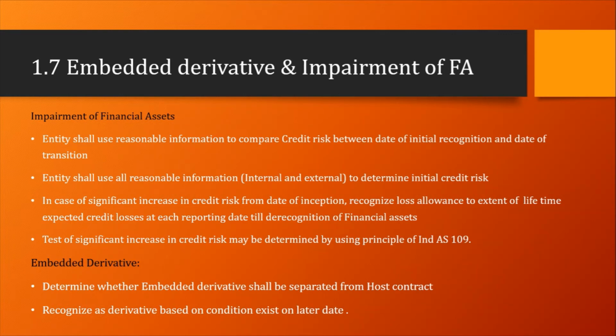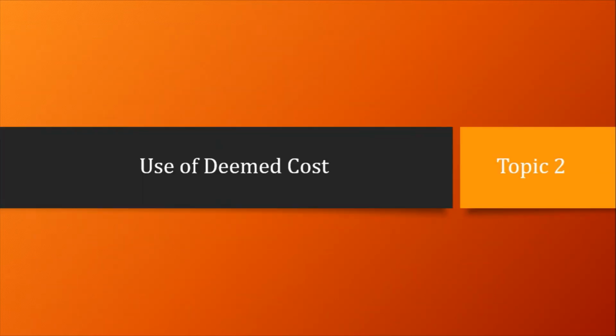Okay, these things we have to keep in mind. So we already cleared the first point: determine the embedded derivative, separate it from the host contract, then recognize it as a derivative based on the conditions existing at the later date. So what are those conditions? We already explained the three conditions. First of all, it is not closely linked with the host contract. Second, it meets the definition of a derivative. Third, the combined contract is not measured at fair value, and any change in the fair value will not be recognized in the financial statements. So this is our 1.7.